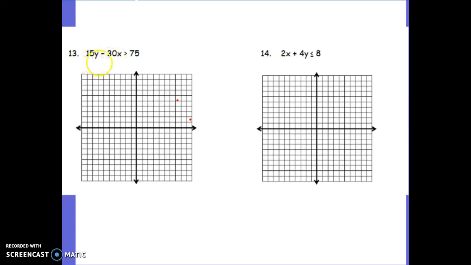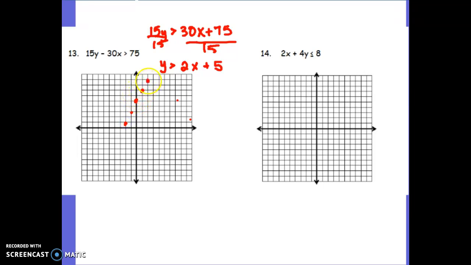You've got to solve for y. So 15y is greater than 30x plus 75. We divide by 15. It's dividing by a positive, so y is greater than 2x plus 5. So now when we graph it, we've got our y-intercept of 5. 1, 2, 3, 4, 5. Our slope is 2. So let's go down 2 and over 1, or we can go up 2 and over 1.